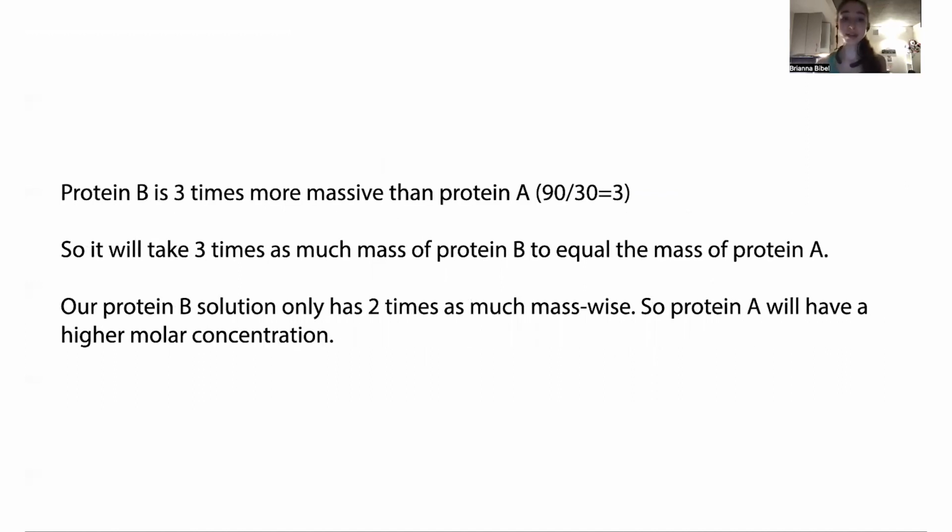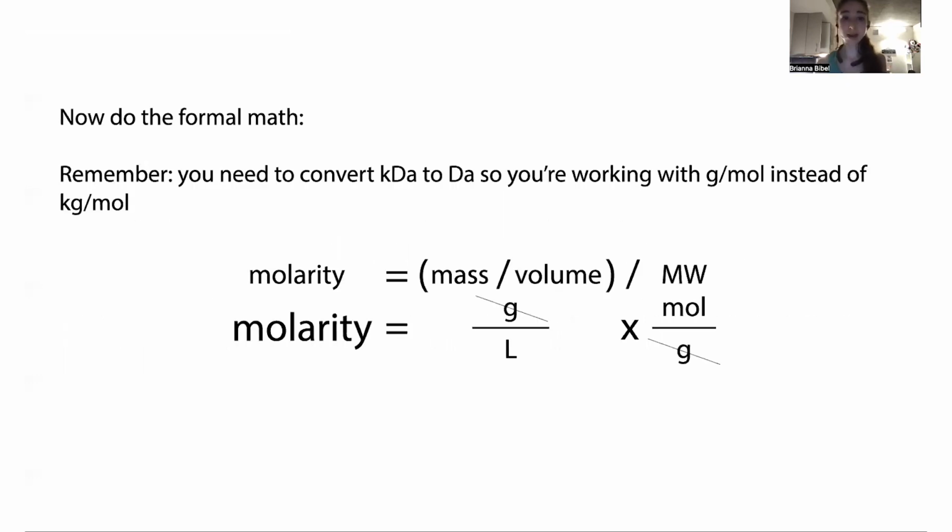Well, protein B is going to be 3 times more massive than protein A, because we said it was 90 kilodaltons, protein A was 30 kilodaltons, and 90 divided by 30 is 3. So it's going to take 3 times as much mass of protein B to equal the mass of protein A. So what about the concentration of our solution in terms of mg per mL? Our protein B solution only has 2 times as much mass-wise, so protein A is going to have a higher molar concentration. So now let's actually show that math-wise.